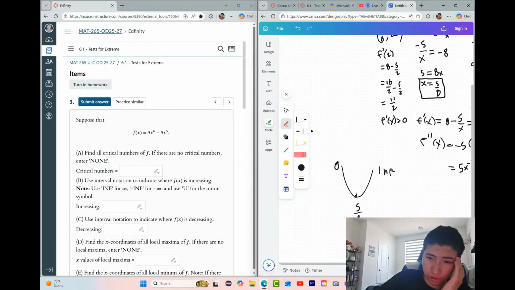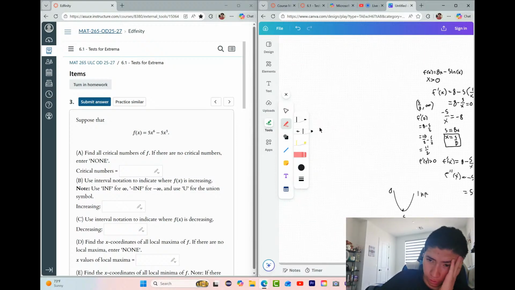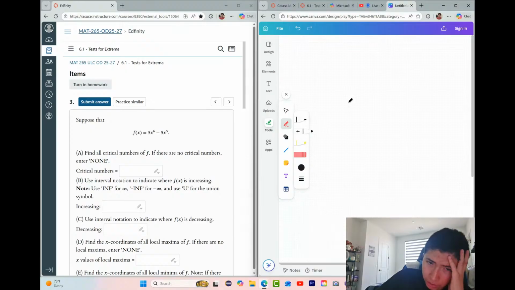Oh yeah, that's right. It was from 0. We do not have anything to negative infinity. I was confused about that, but then I just remembered our conditions. Alrighty, let's go.